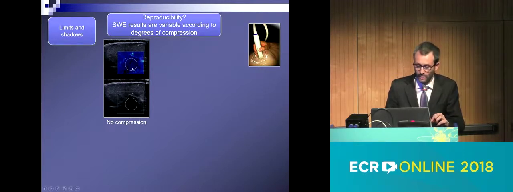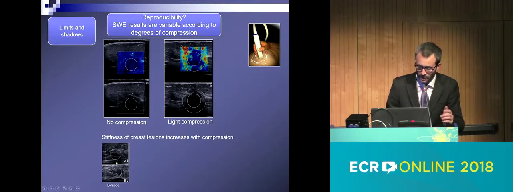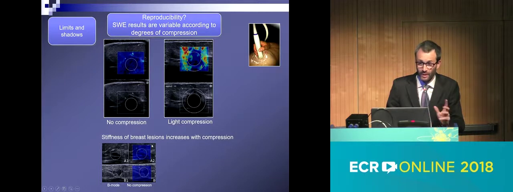And you see there that if we do the elastography image of this typical cancer without any compression, it was difficult to get a really suspicious image. But when you apply a slight compression, then you get your usual stiff image. And we observed that in these two lesions, this is an example, this is a benign lesion, this is a malignant lesion. When you apply absolutely no compression, sometimes it's difficult to make the difference between the two lesions.